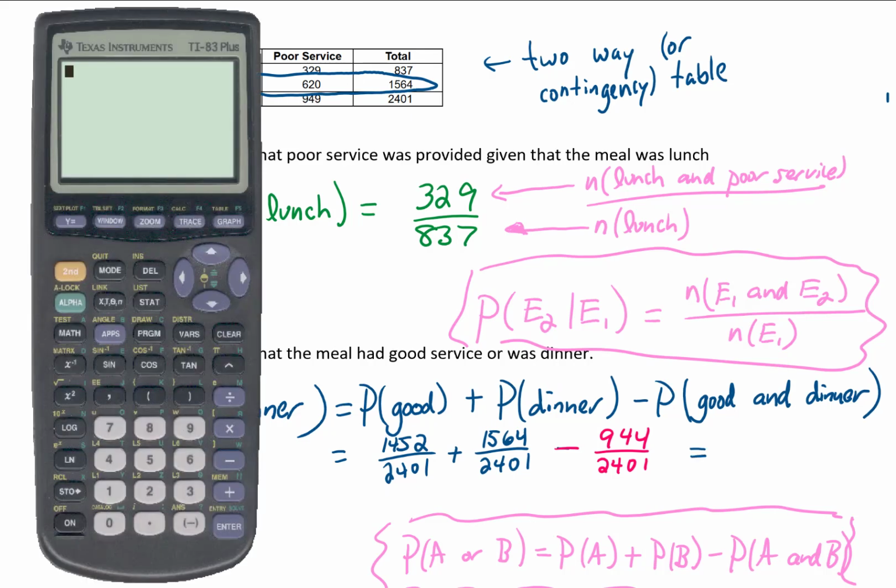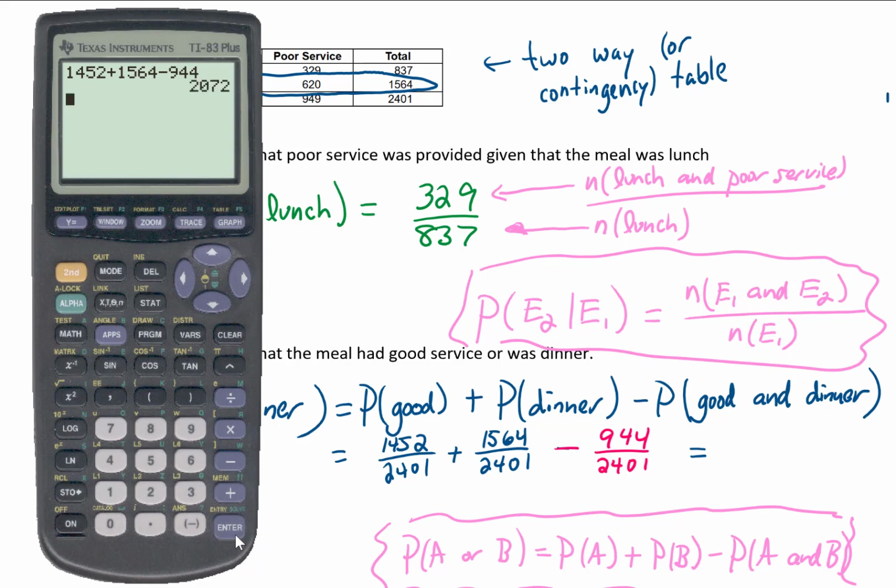Since all of our denominators are the same, I'm just going to add and subtract the numerators. That gives us a numerator of 2,072, and then I'm just going to divide that result by 2,401. That gives us a probability of 0.863 if we round to 3 decimal places. That's the same as rounding to the nearest thousandth.